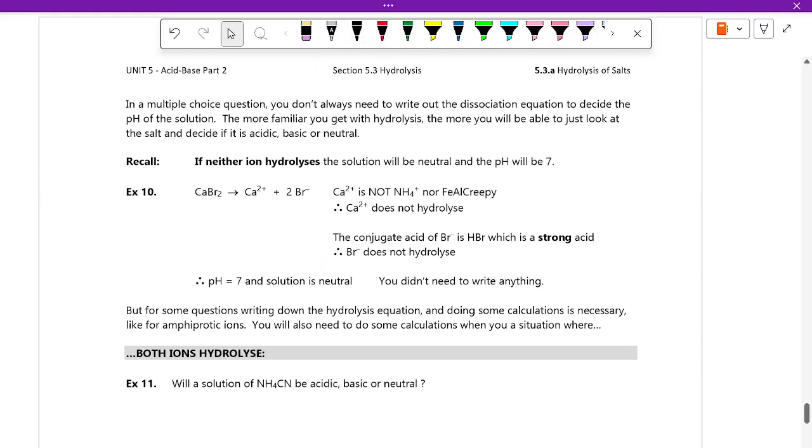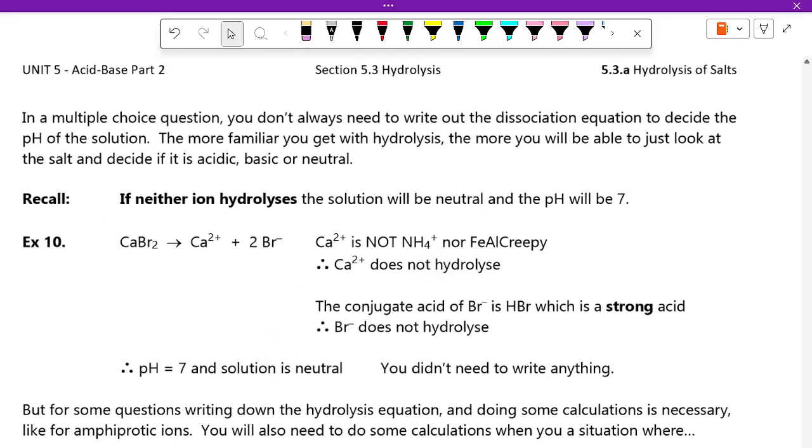In multiple choice questions, you don't always need to write out the dissociation equation to decide the pH of the solution. The more familiar you get with hydrolysis, the more you will simply be able to look at the salt and decide if it is acidic, basic, or neutral. I have been doing this for 35 years. I have no problem doing that unless it's one of the ones where you've got a Ka and a Kb, and I don't know those ones off by heart. But everything else is super simple, because if you do anything for 35 years, hopefully it becomes super simple, okay?